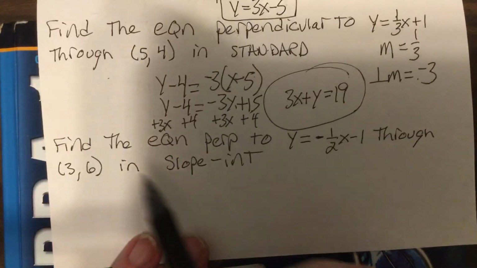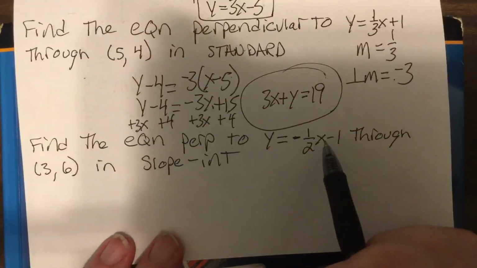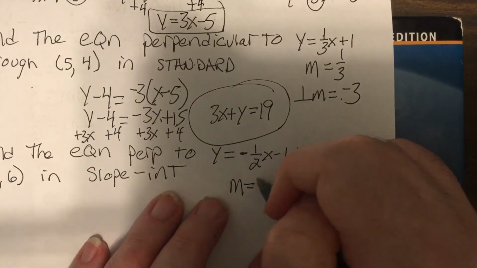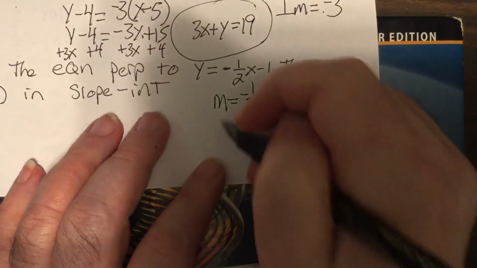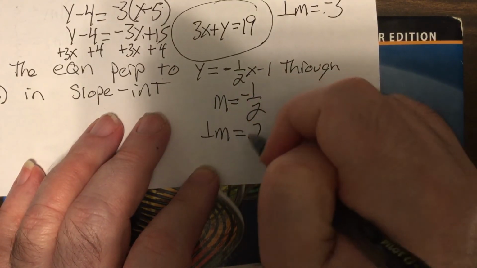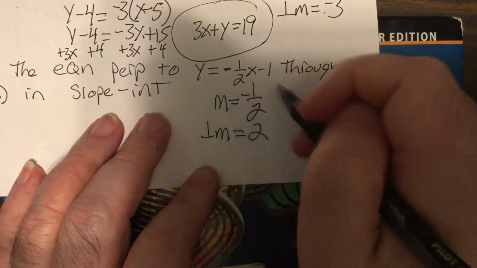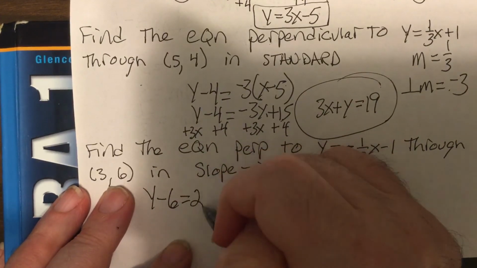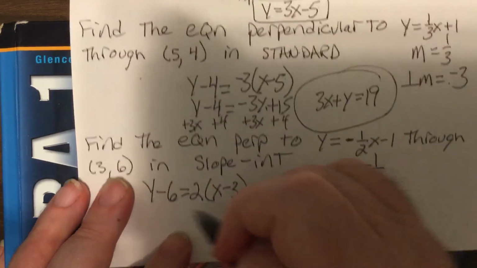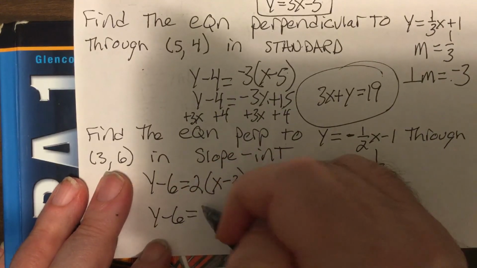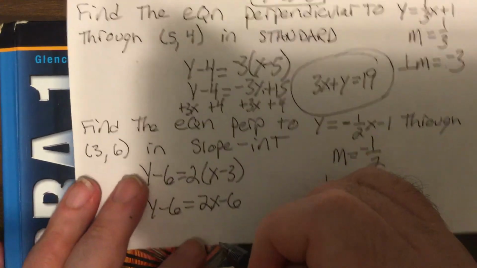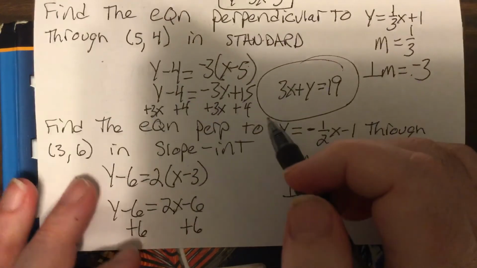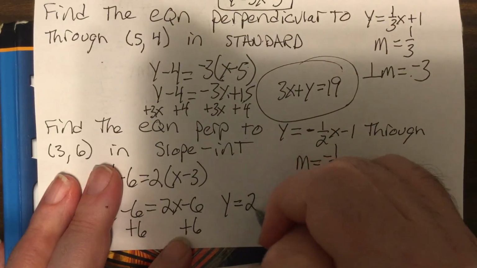And the last problem I got for you, find the equation perpendicular to this through that point 3, 6. Well, the slope of this would be negative 1/2. So the perpendicular slope would be 2. Negative reciprocal. Take the opposite and flip it. So you'd have y minus 6 equals 2(x minus 3). So y minus 6 equals 2x minus 6. So I'm going to add 6 to both sides because I want the y by itself. That's slope intercept. So y equals 2x.